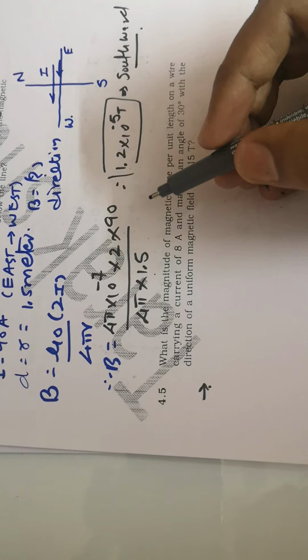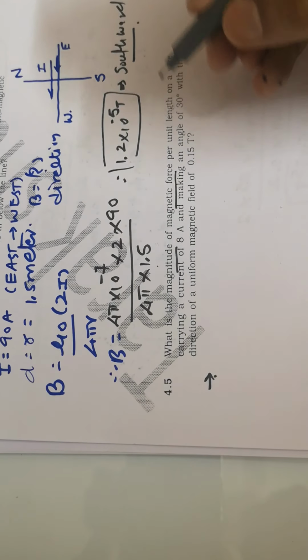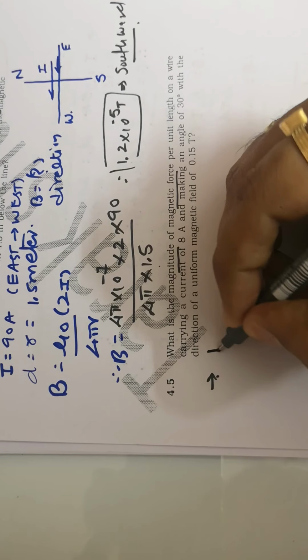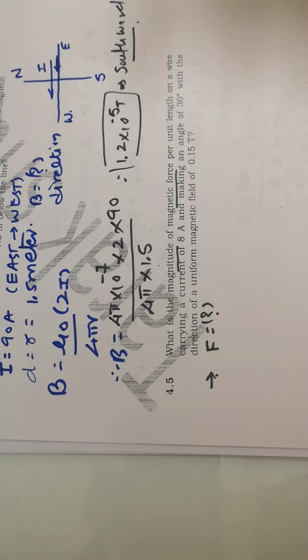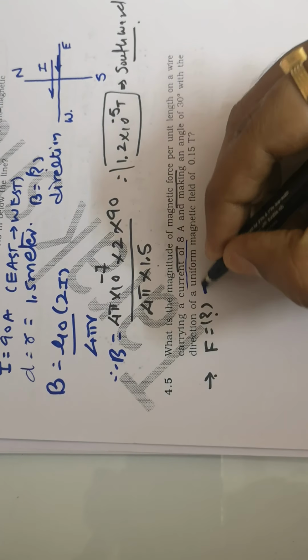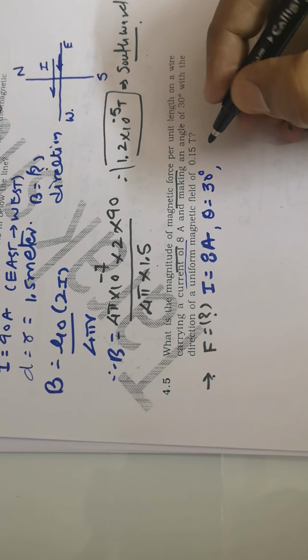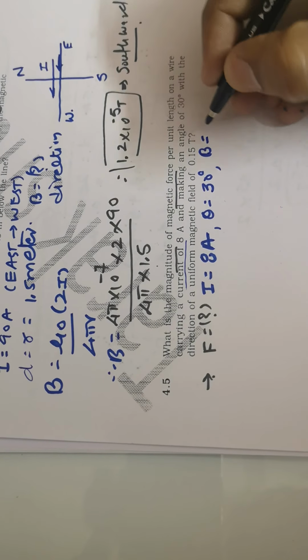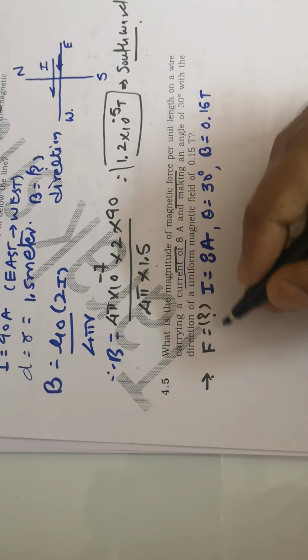Next example is to find the magnitude of the magnetic force, F. We have a current-carrying wire with current I equal to 8 amperes, making an angle theta of 30 degrees, and the magnetic field B is equal to 0.15 Tesla. I have to calculate all of these things.